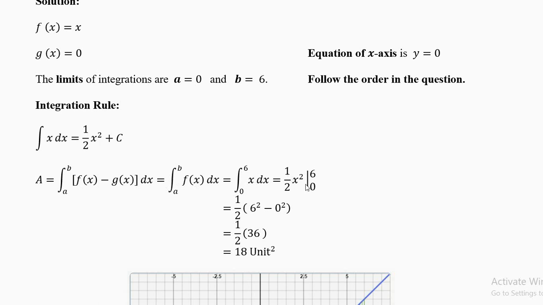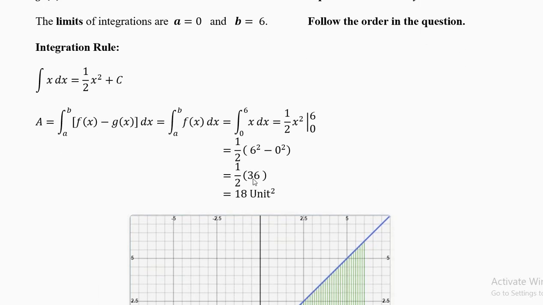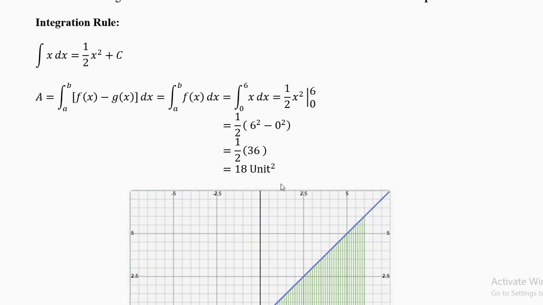Integration is half x square going from 0 to 6, half into bracket 6 square minus 0 square. You will get half into 36, which is 18.